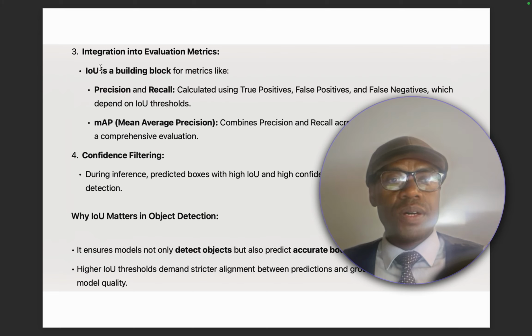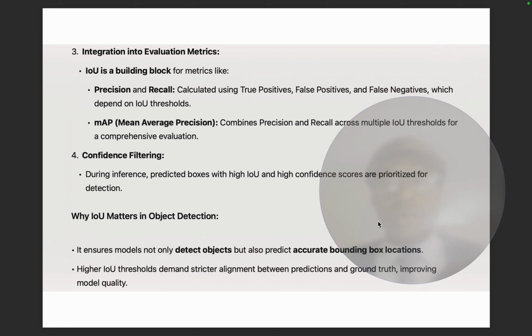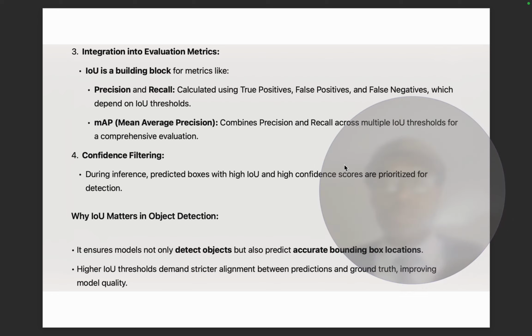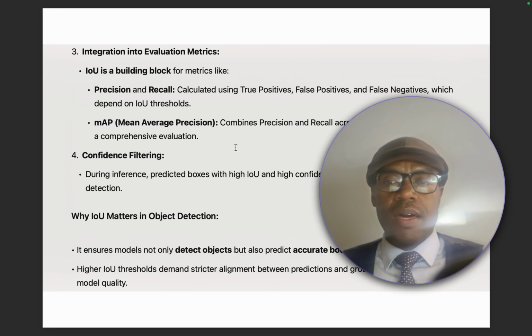And also IoU is going to contribute to the calculation of mAP, or mean average precision, because as you know, mAP combines precision and recall across multiple IoU thresholds. For example, mAP can be calculated at a range of thresholds, from 50% to 95%, and it will show how the model performs at that range.